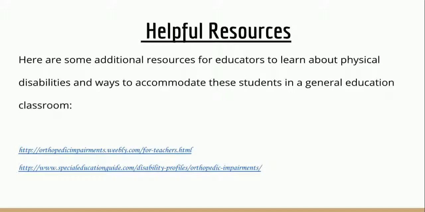Helpful resources. Here are some additional resources for educators to learn about physical disabilities and ways to accommodate these students in the general education classroom. And then we put a few links. That is pretty much it.